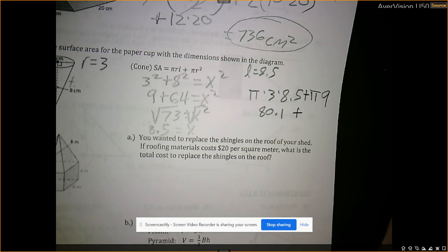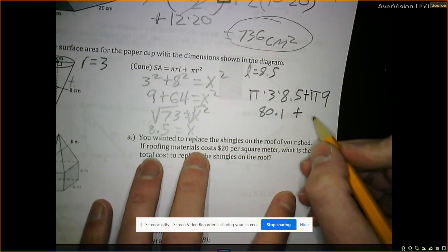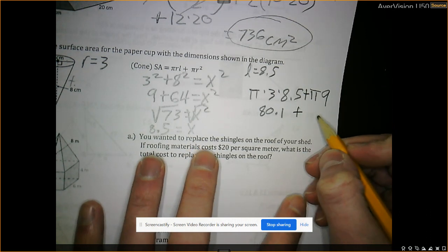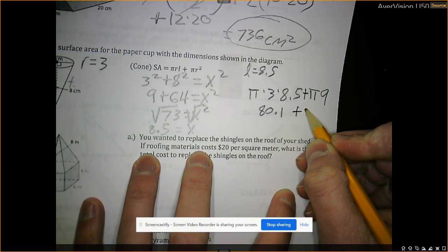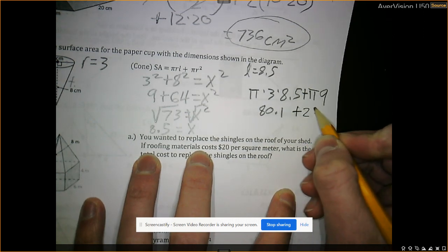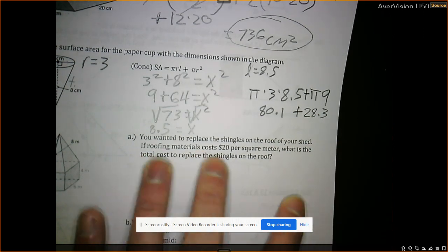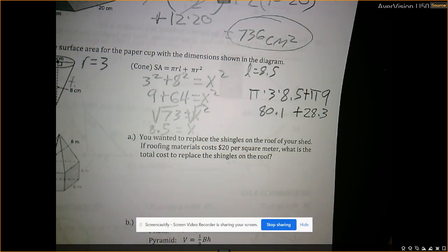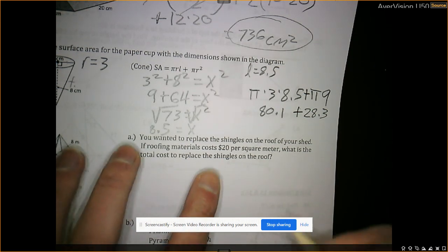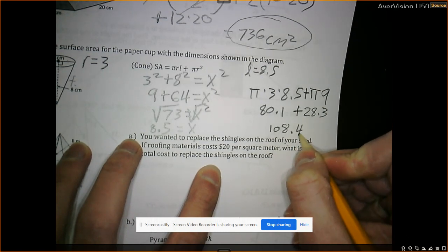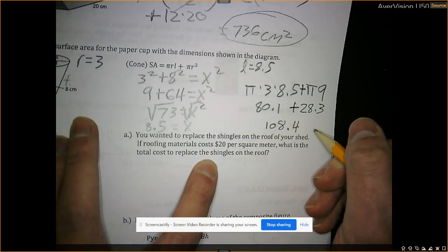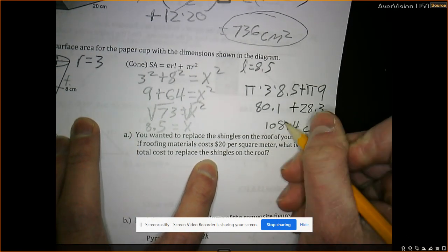If you're off by a little bit like that, you'll be fine. If it's free response and you're off by a little bit like that, I won't penalize you. And if it's multiple choice, there should only be one that's real close. And then this is 28.3. Add the two together, and you should get 108.4 when you round. We're talking surface area, so it's centimeters squared.